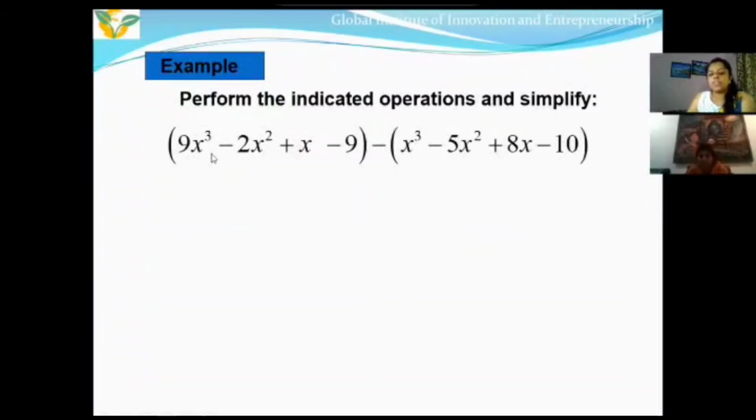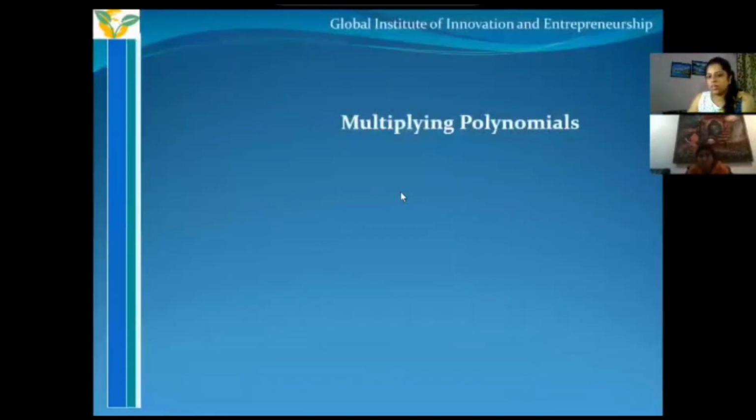So I have given an example here. Please do it in the next class. If you have any doubt, I'll get back to you.